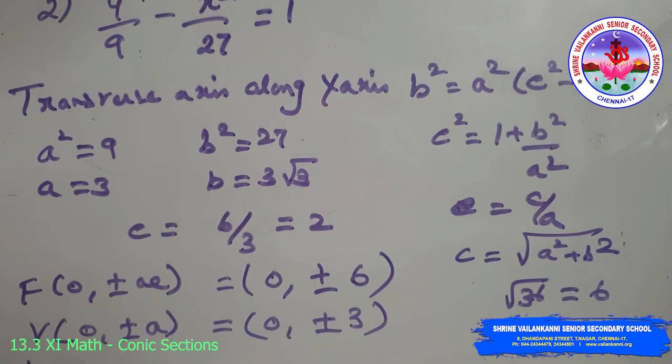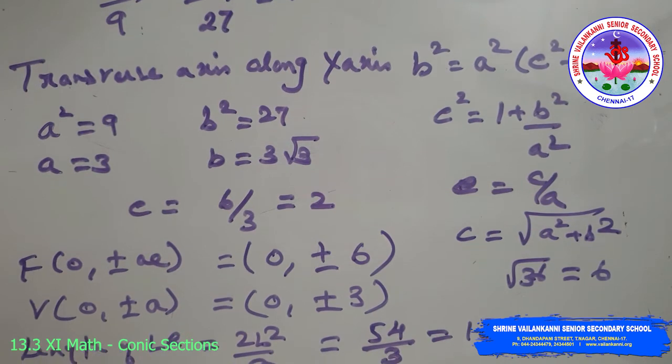Then length of the latus rectum, which is 2b square by a. So 2 into b square, that is 27, which is 54 by 3. So we have 18. So length of the latus rectum is 18 units.